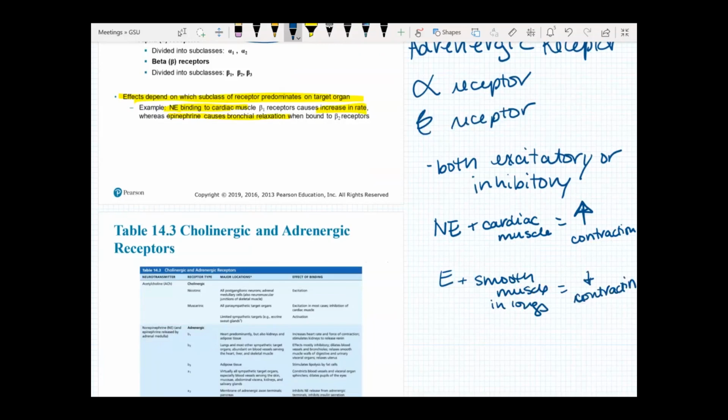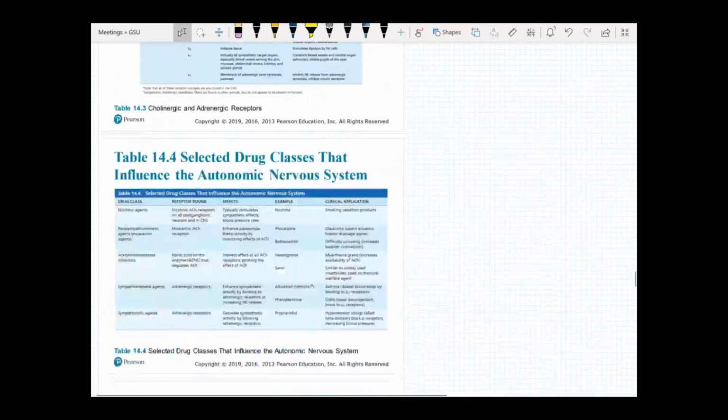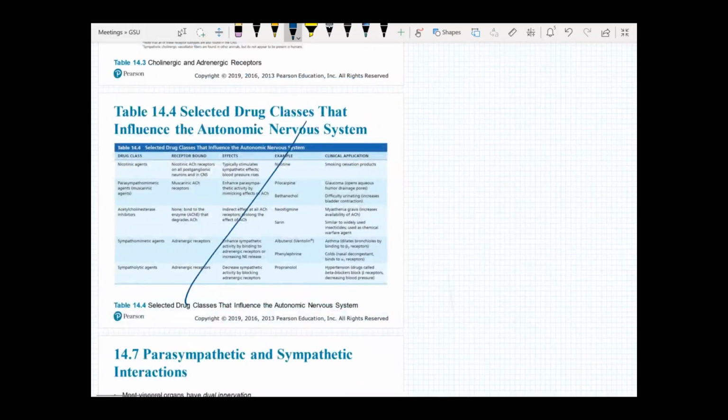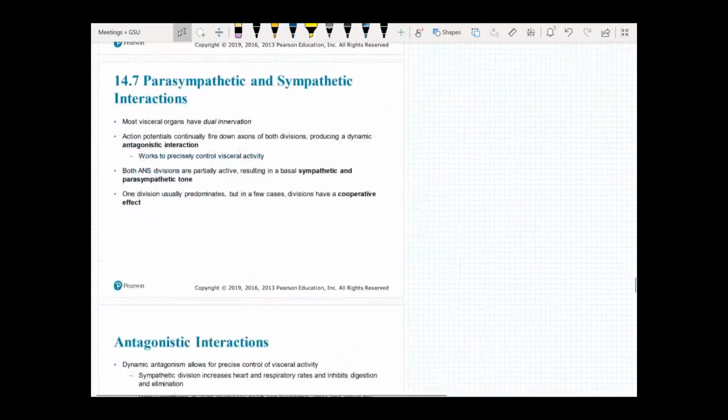This is how you can see norepinephrine will increase the contraction in your heart rate, whereas up here, acetylcholine will decrease. That is how they work. And you don't need to focus on the drug classes. If you go into anything nursing, you will get more than enough of that in that class.